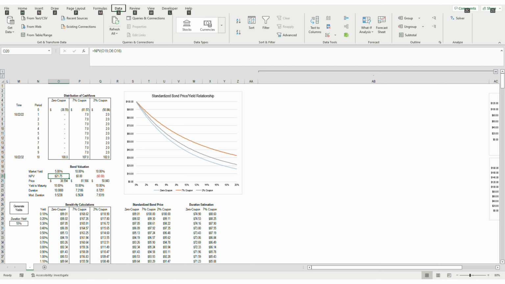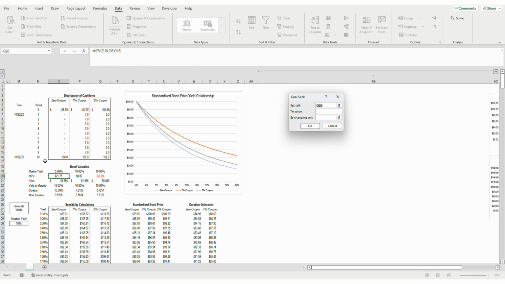The price of the bond, assuming that the market is fully efficient, should be the price which sets the NPV equal to 0. So, I GoalSeek the NPV to 0 by changing the price of the bond. Now this means that with a market yield of 5%, the market value of the bond is $61.30.